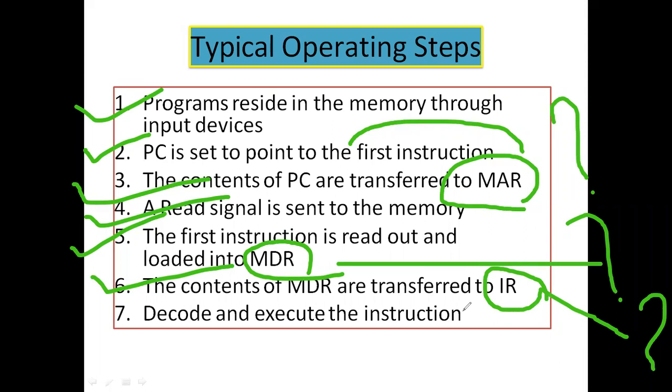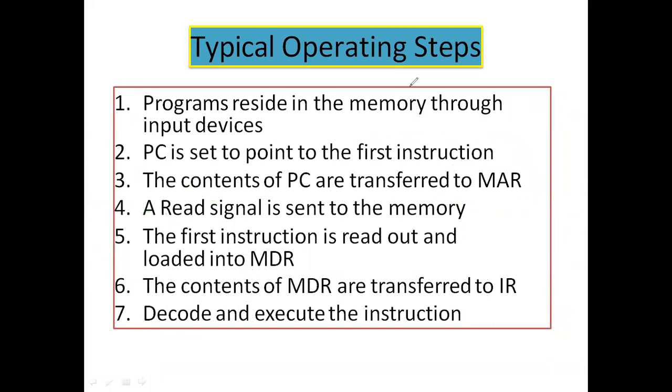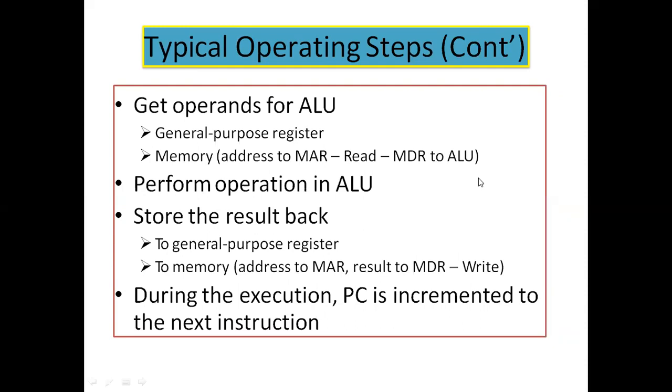Quickly tell me, what is IR? It is the instruction register. Decode and execute the instructions. So these are the different steps involved. These are the typical operating steps. We also discussed this in the last class, but still write these steps in your copy and don't forget them. You need to understand the sequence, how those operations are carried out.